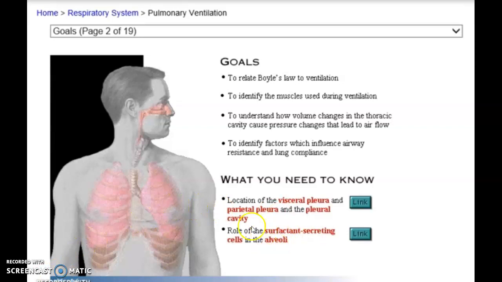We also need to remember that the millions of little air sacs are called alveoli, and they have little cells in them that secrete a lipoprotein that we call surfactant. And of course, what that does is break up the surface tension of the water molecules that line the alveoli, so they don't have to totally reinflate every time air goes out of them.